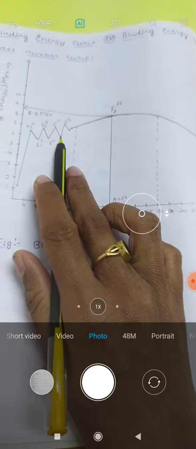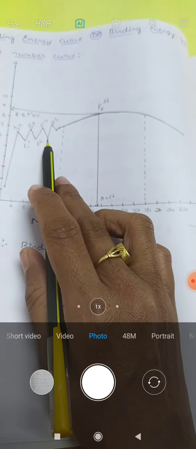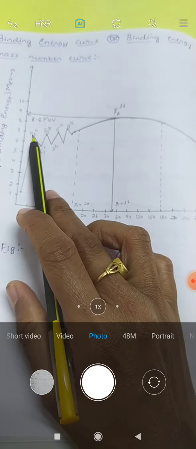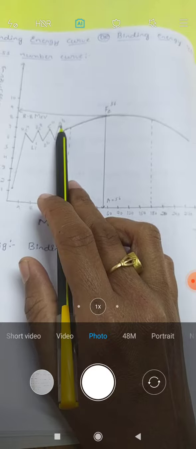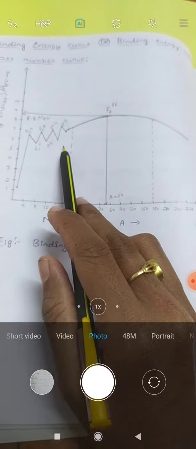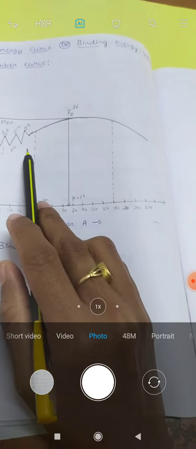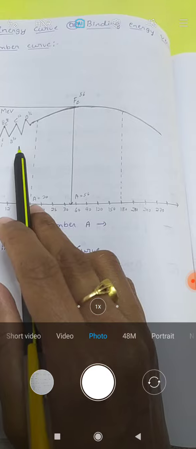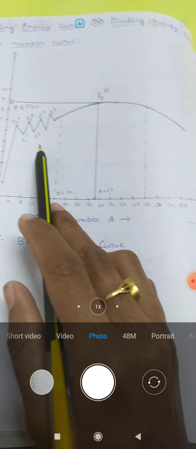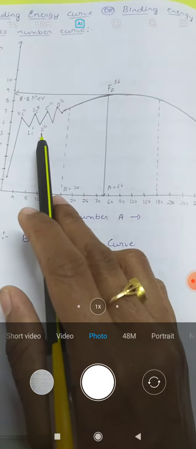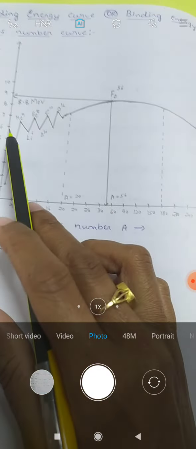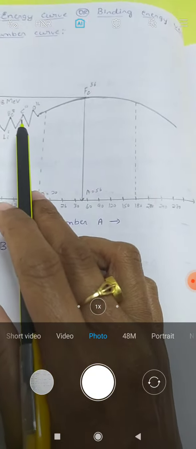Here in this particular region it consists of the element nitrogen. So the peaks consisting of elements like helium, beryllium, carbon and oxygen are more stable as compared to lithium, boron and nitrogen. This is about the second point. The mass number at which the nucleus shows extraordinary stability is known as a magic number. In this case, the stable nucleus shows the properties of the magic number.